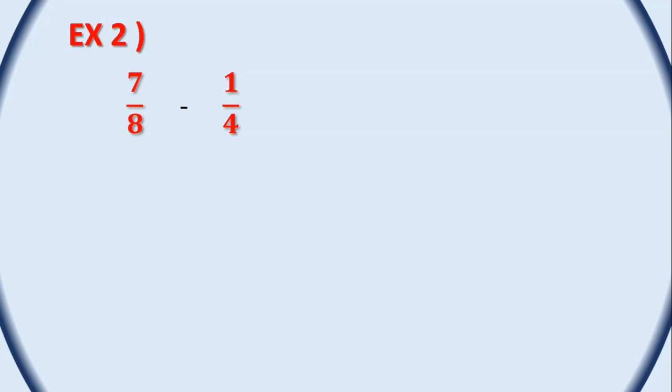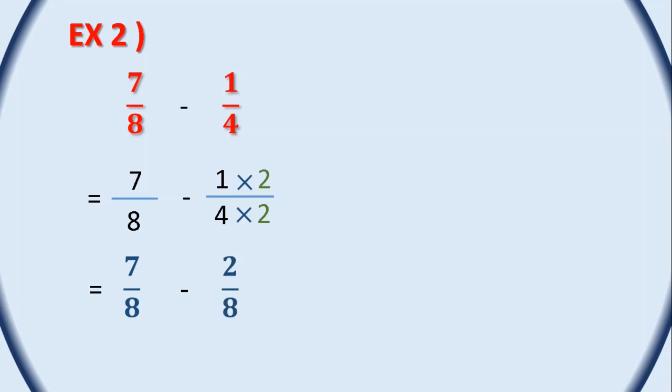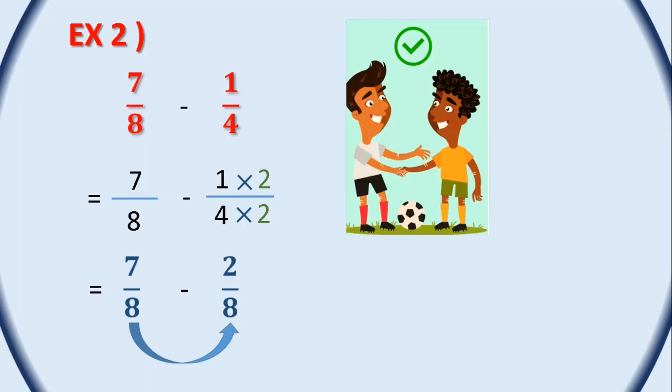To subtract unlike fractions, we should make them like fractions. But we notice that 8 is a multiple of 4, so we multiply the numerator and the denominator of the second fraction by 2. So we get 7 over 8 minus 2 over 8. And now we have like fractions. So we keep the same denominator 8 and we subtract 7 minus 2 equals to 5.